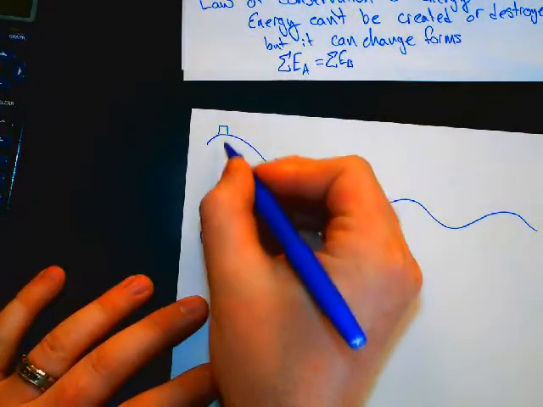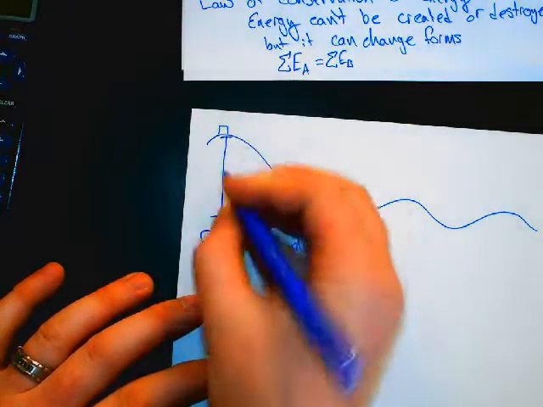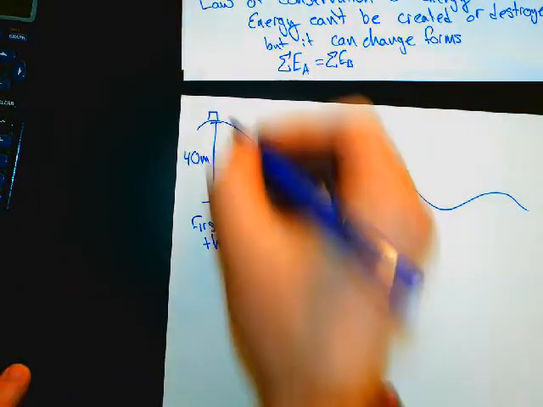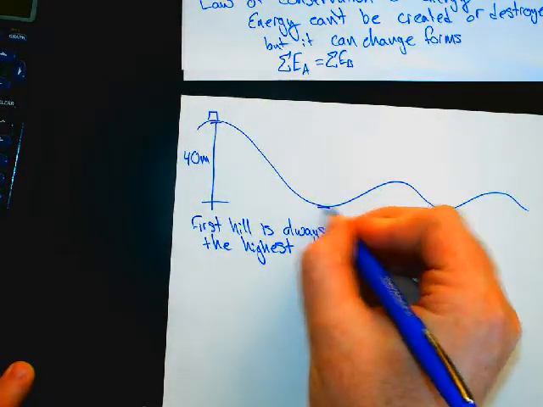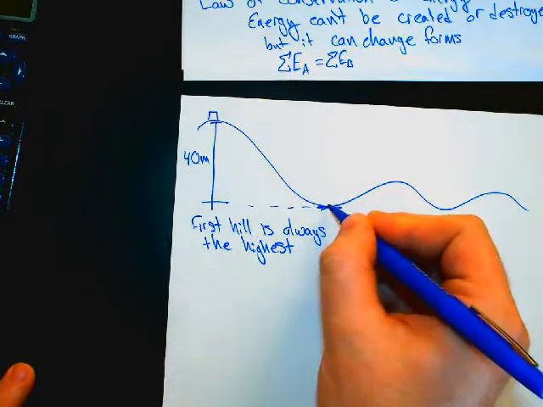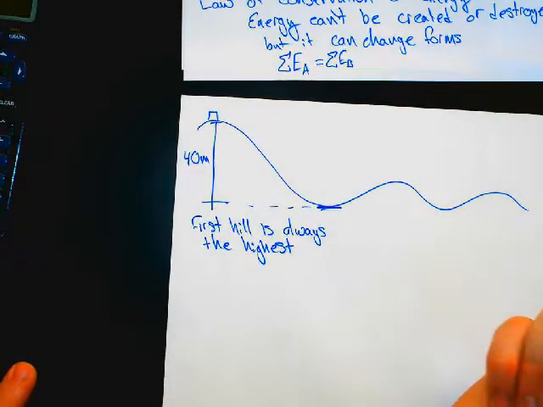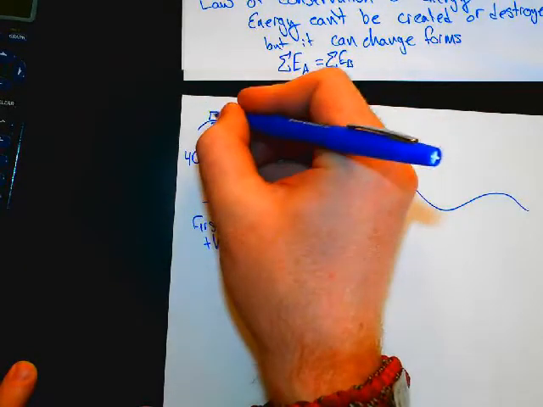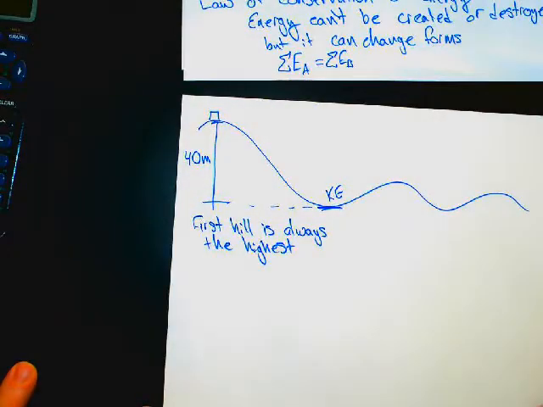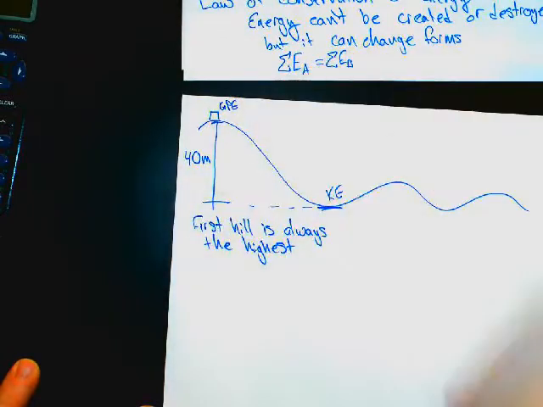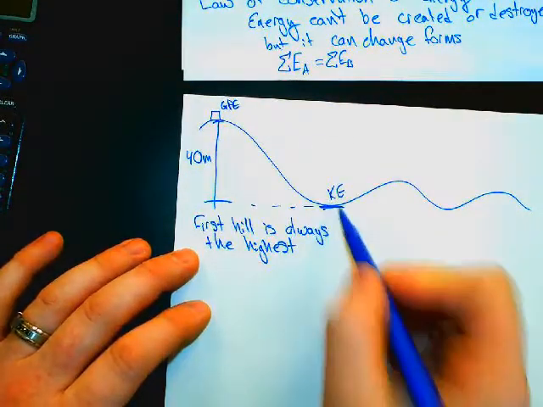Let's say for our roller coaster, we're going to go with a 40-meter high roller coaster. And we're going to say that down here at the bottom, what kind of energy should the roller coaster have when it reaches the bottom of this first hill? Kinetic. So this is going to be kinetic energy. And what type of energy is the roller coaster going to have at the top? Gravitational potential energy. All right. So gravitational potential energy to kinetic energy.